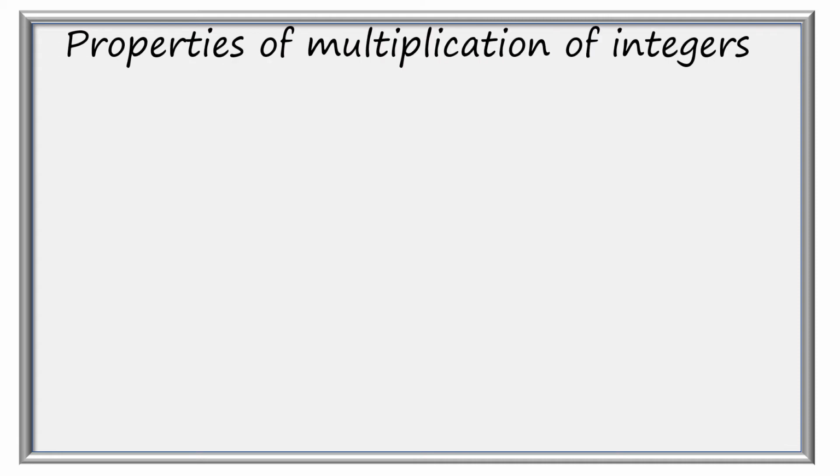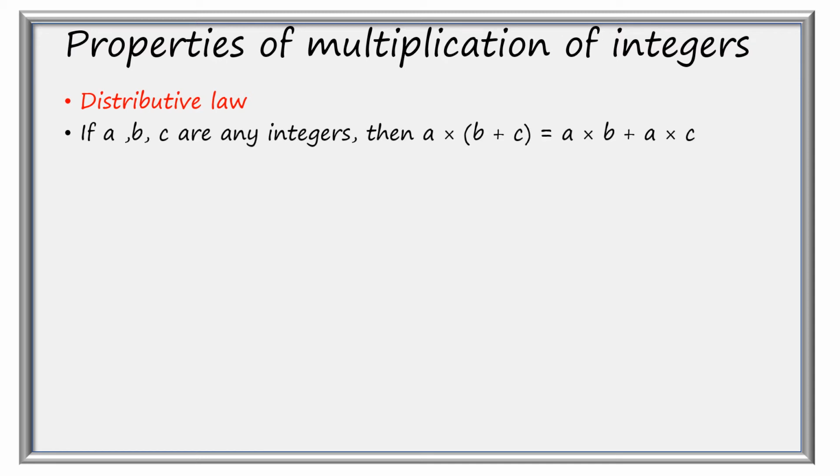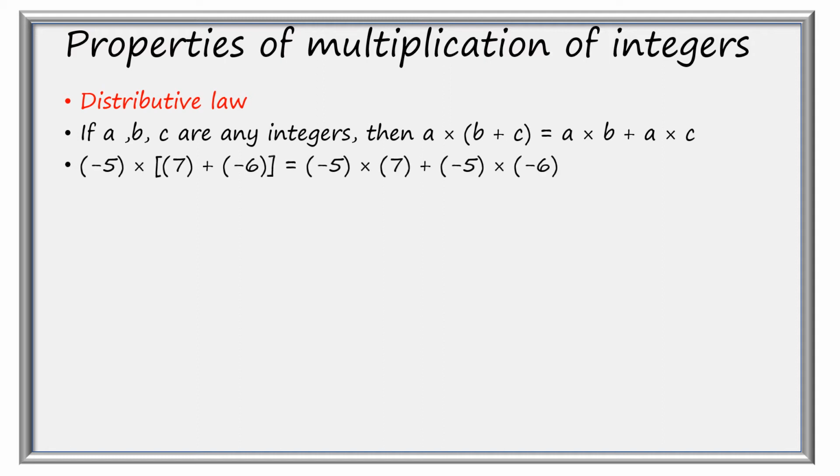Now a very important property, and it reduces our calculation time, that is the distributive law. It is very important to learn, because it is useful in algebra also. So here if a, b, c are any integers, then a multiply (b plus c) equals a multiply b plus a multiply c. It means minus 5 multiply (7 plus minus 6). So how can we do this? We can multiply minus 5 and 7, and multiply minus 5 and minus 6 and then add like this.